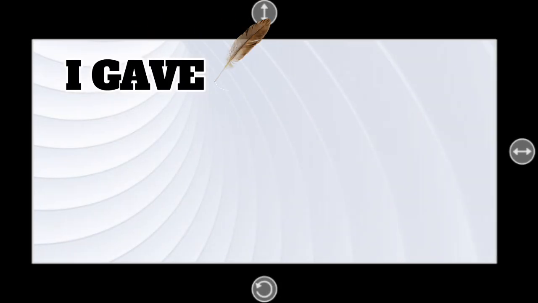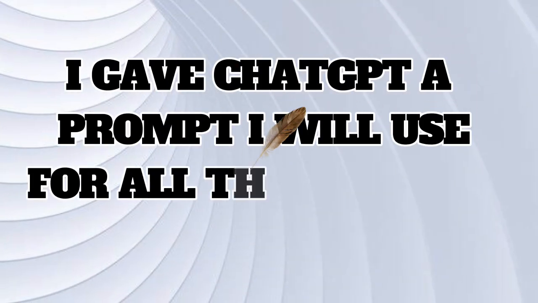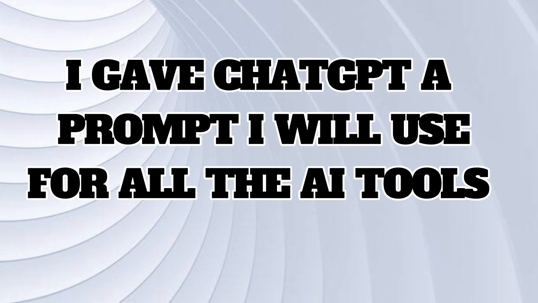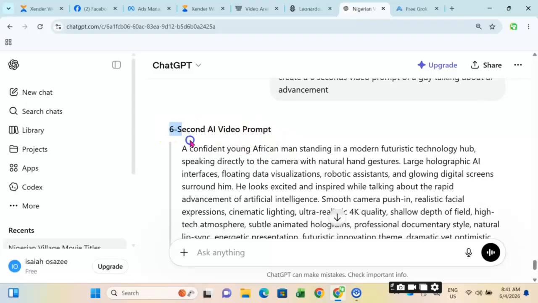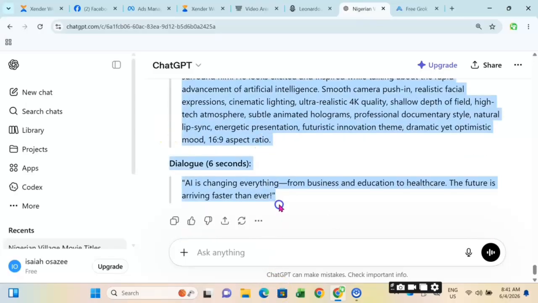The first thing we want to do, go over to our ChatGPT. I'm going to tell ChatGPT to create a prompt. Create a 6-second video prompt of a guy talking about AI advancement. I'm going to use this prompt to test run all the free AI platforms.